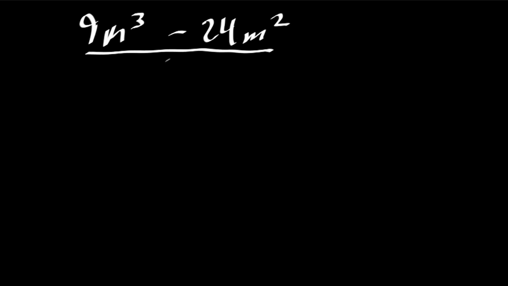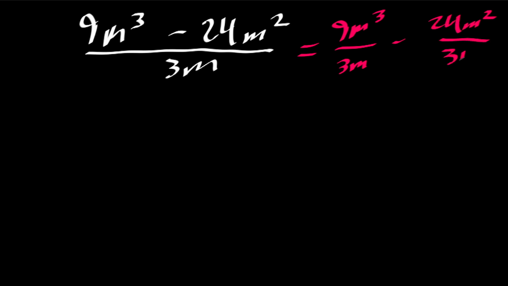9m to the third minus 24m squared all over 3m. Now, if we're dividing by a monomial, meaning just one term, here's what actually happens. I'll break it apart just so you can see it. This is actually 9m to the third over 3m minus 24m squared over 3m.